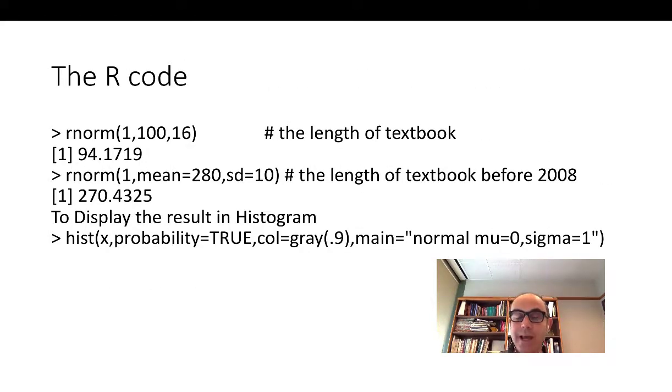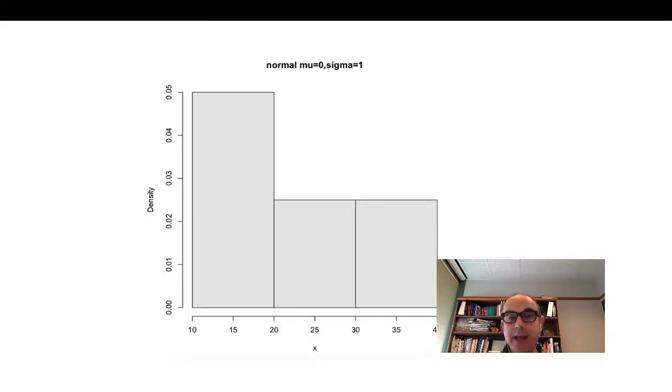We are talking about the code, and I just want to give you a taste of it. So rnorm, we have 1, the mean 100, and 16. If we run it, it will give us 94.17. And if we use the textbook numbers, which is 1, the mean of 280, and the standard deviation equal to 10, it will give us a different score. So again, this is where we see the normal distribution and how it displays if we display it this way.